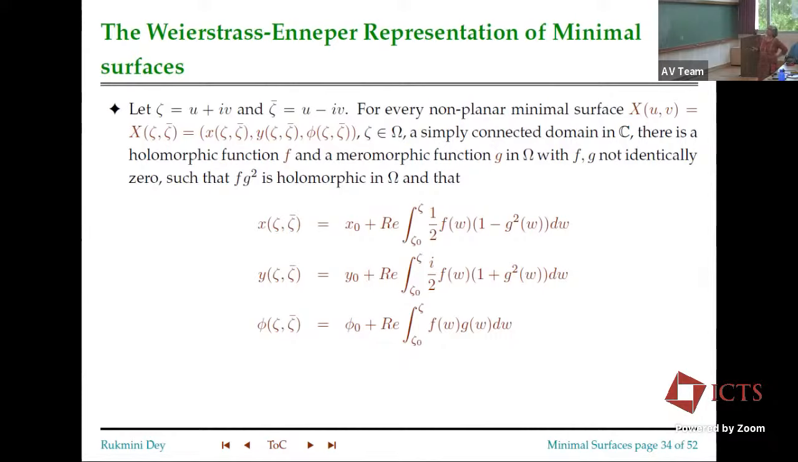So, holomorphic function f and meromorphic function g, such that f g squared is holomorphic, such that the minimal surface can be written like this. Why am I showing you all this? Because it is the most general solution to that nonlinear equation. Why can x, y, phi be written like this? You take your favorite f and your favorite g, such that f is holomorphic and g is meromorphic and f g squared is holomorphic. Then you can construct this, write this up, okay? And it will give you a minimal surface. So this is the most general solution locally you can have of a minimal surface. You pick any f and g of your choice, which has to satisfy these mild conditions, okay? And each of f and g have some geometric interpretation also. Okay, I won't talk about that.